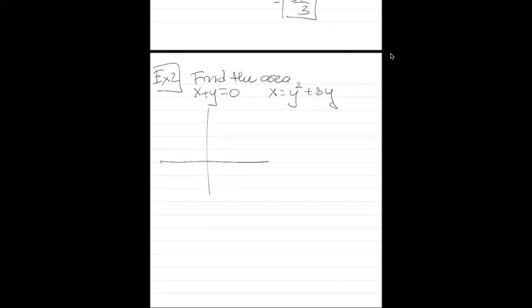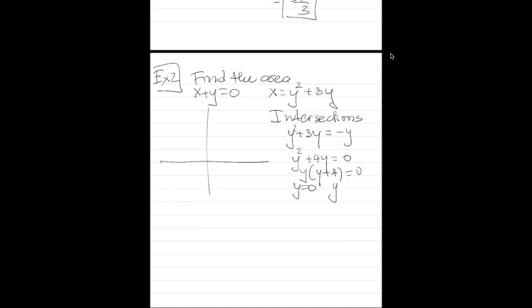First, the line. I have to find the intersections, of course. So let's do that. So y squared plus 3y is equal to x, which is equal to negative y. If you use a substitution, y squared plus 4y equals 0, factor y, and you get 2 points. y equals 0, y equals negative 4.